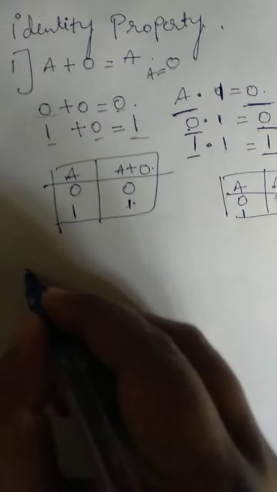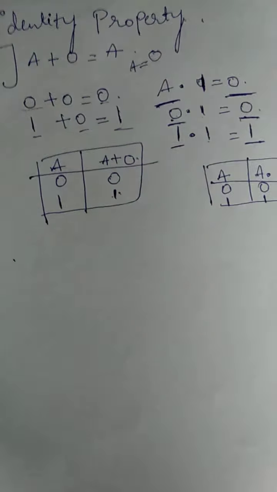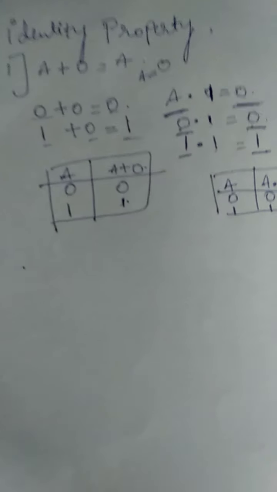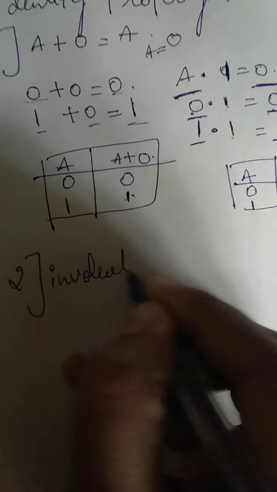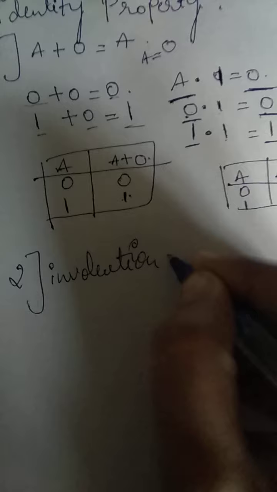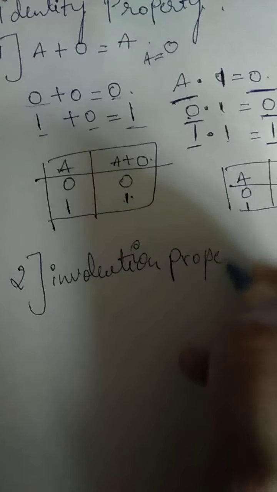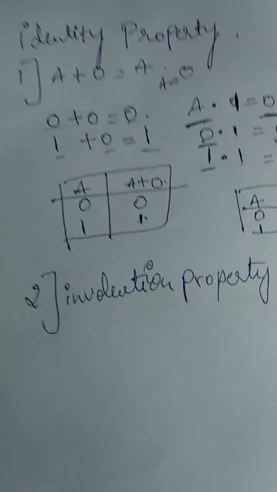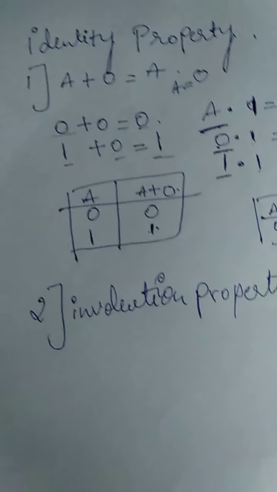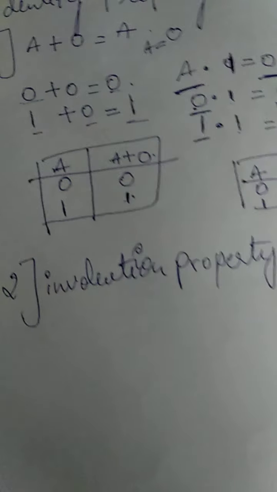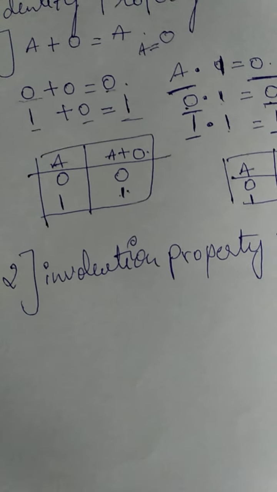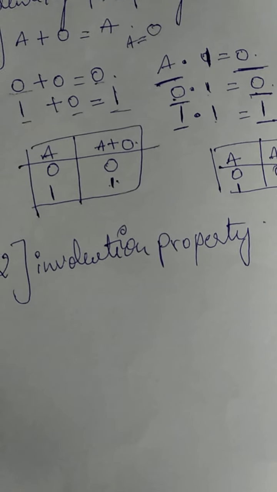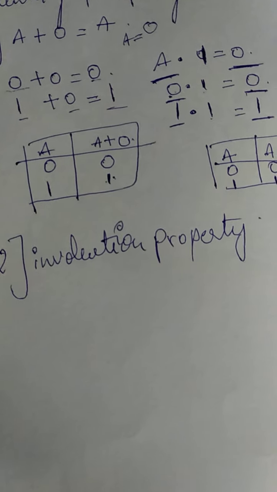So next is the involution property. Under the involution property, what it will do is take the double inversion of a given variable and give the answer as its original value.